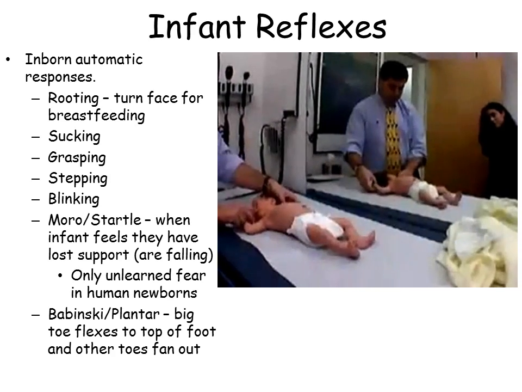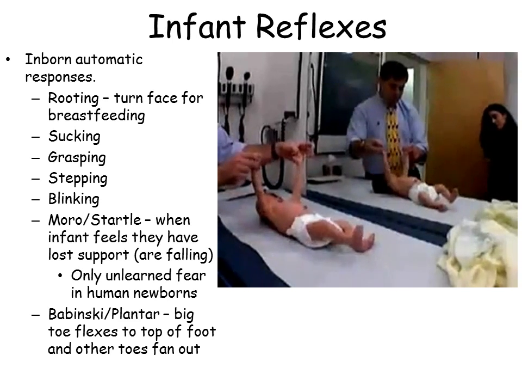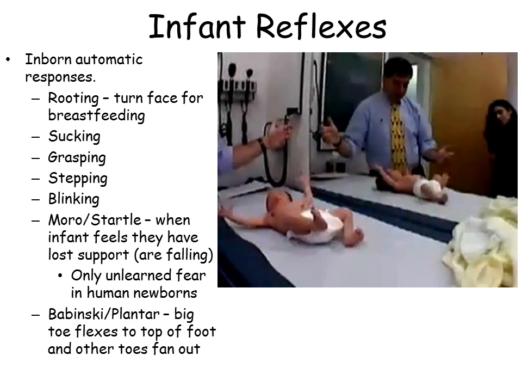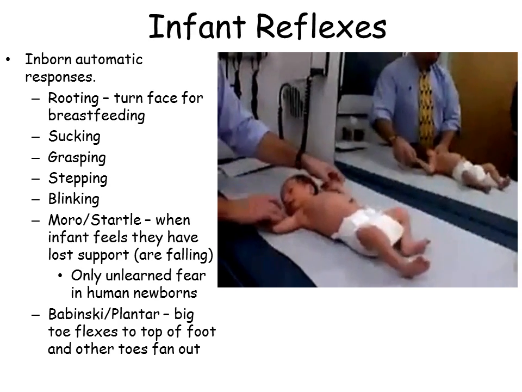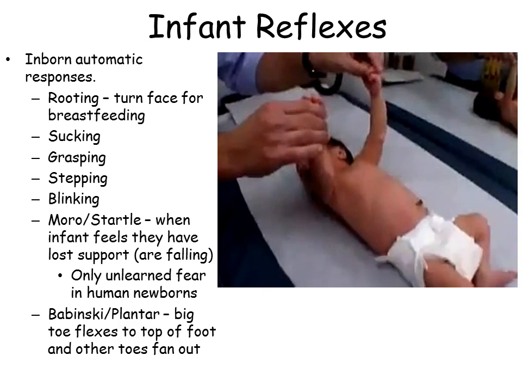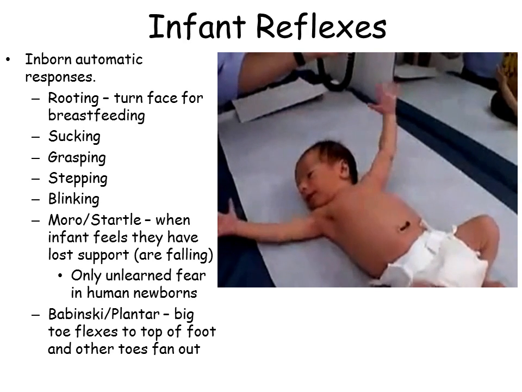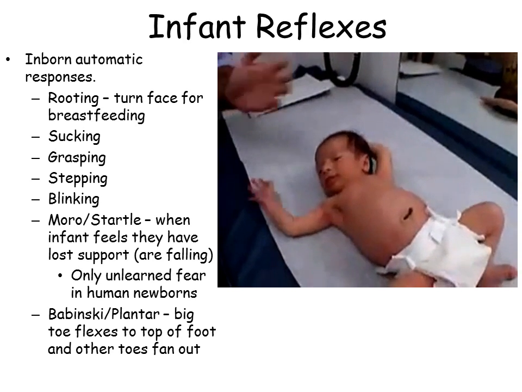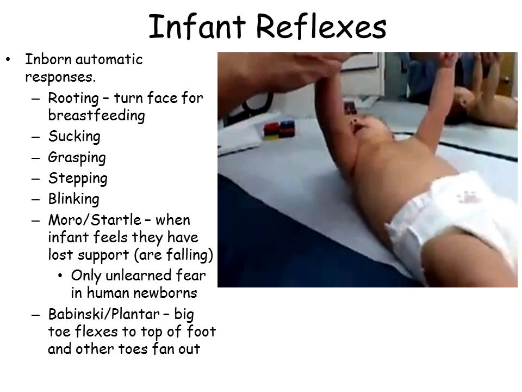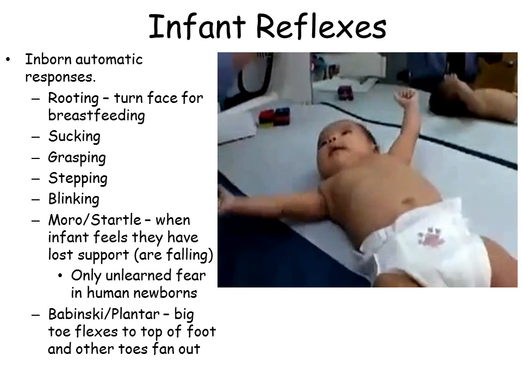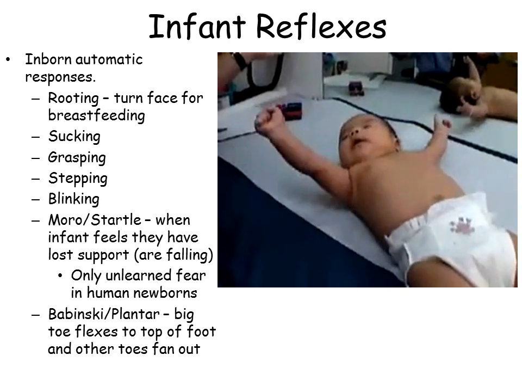The Moro or startle reflex is seen when support for the head and neck is suddenly lost, or in response to a loud noise or sudden movement. Here, 1-week-old Aiden throws his arms out and back in response to the doctor's sudden drop of his hands. The Moro reflex, which should be fully present at birth, begins to disappear at around 5 months of age.